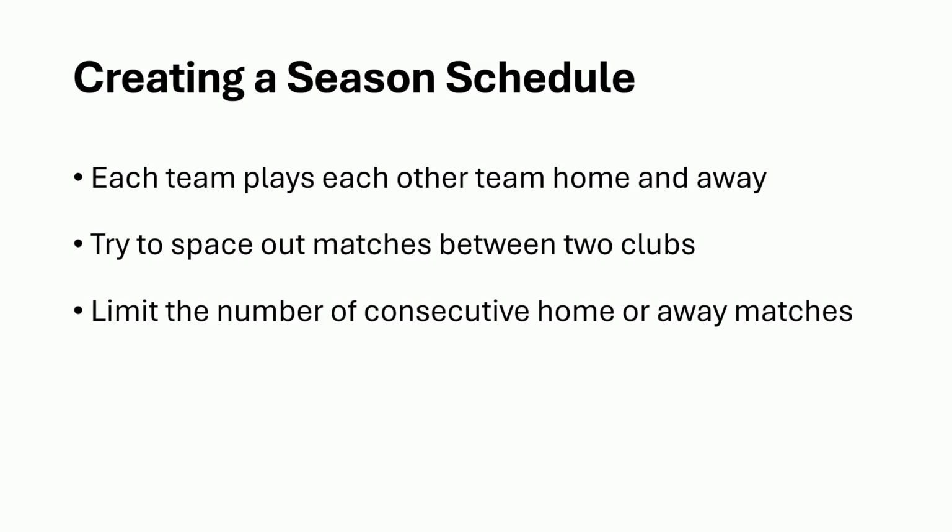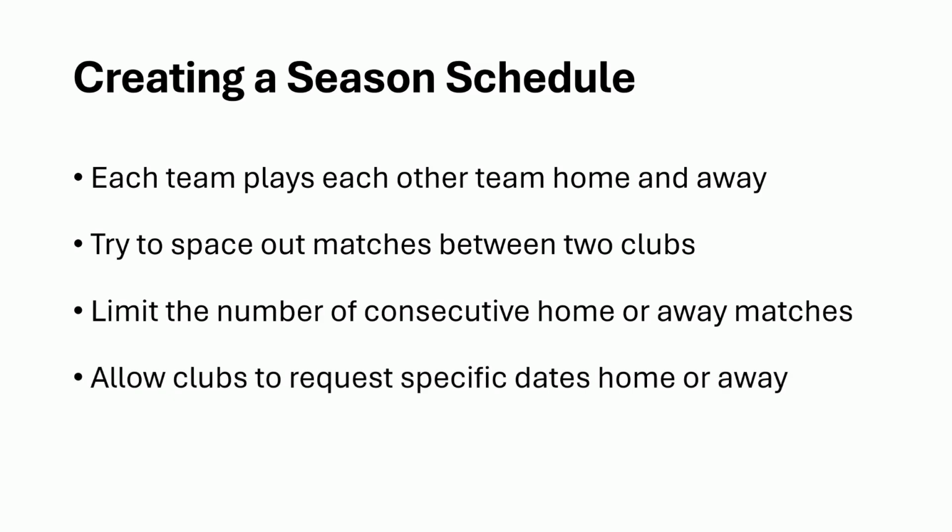Also, you want to limit the number of consecutive home or away matches a club will play. It can be tough on supporters and also on players if you have 5 away matches in a row, for example. And also, you should build up the schedule so that it will allow clubs to request specific dates home or away. That's not something that we can do with the original schedule. However, we can find a way to do that later, and it's a long-term goal that I'd like to keep in mind. So with that in mind, how in fact do we generate a season schedule?